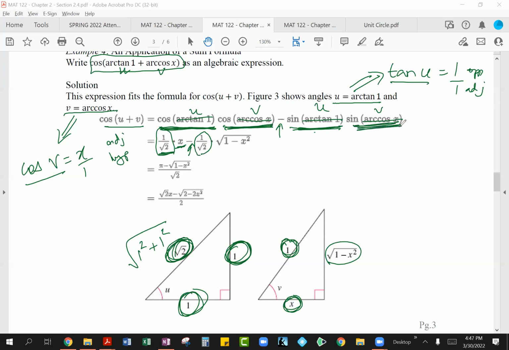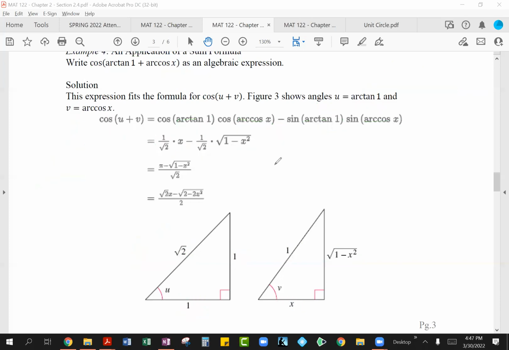And then sine of v, opposite over hypotenuse, that's where this guy comes from. And then literally, once you have that, you're just cleaning this up. So you can see 1 times x is x, 1 times the square root of 1 minus x squared, and then both of them will have a denominator of square root of 2. You may be able to leave your answer in this format, or if they ask you to rationalize the denominator, then this is what you will have to do.